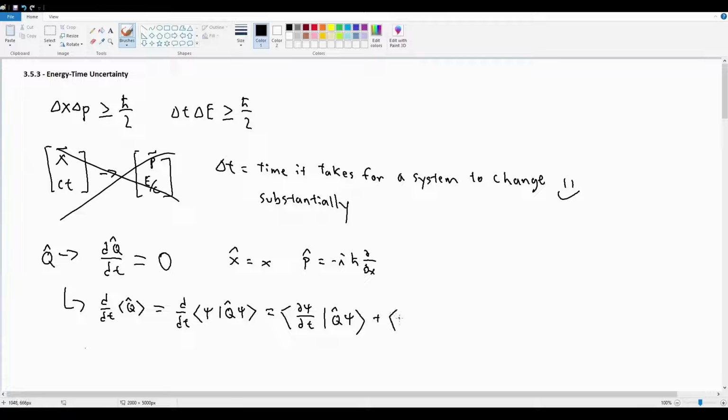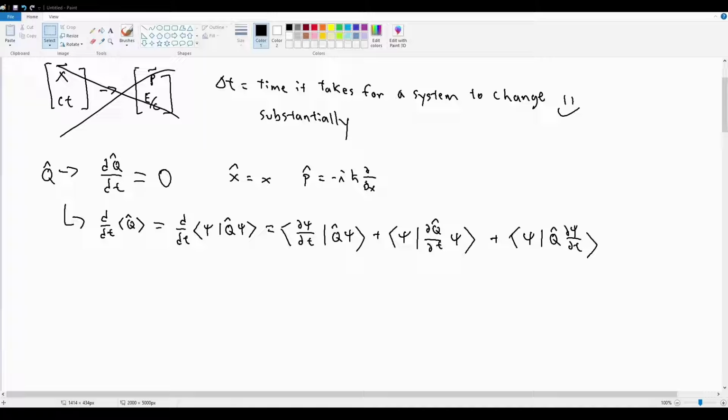plus psi, d q hat by dt, psi, plus psi, q hat, partial of psi with respect to time, like this. So this gives me three terms. Okay, so at this point, what I can do is take advantage of the Schrodinger equation and do a little bit of substitution.